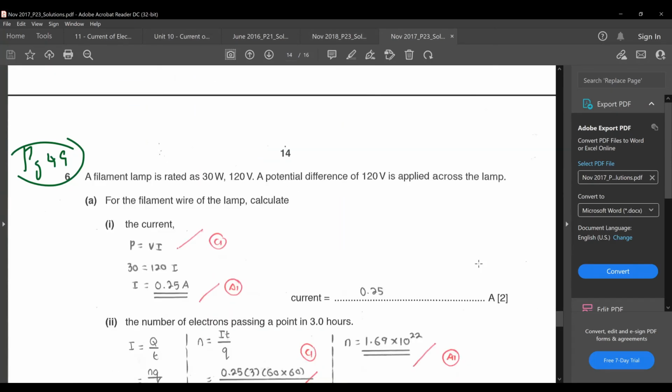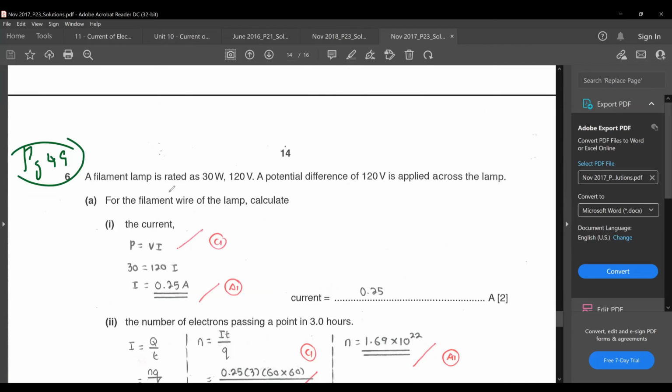Okay, now you have a filament lamp that is rated at 30 watts, 120 volts. The potential difference of 120 volts is applied across the lamp. For the filament wire on the lamp, calculate the current. Okay, so this one is just simple application of your formula.